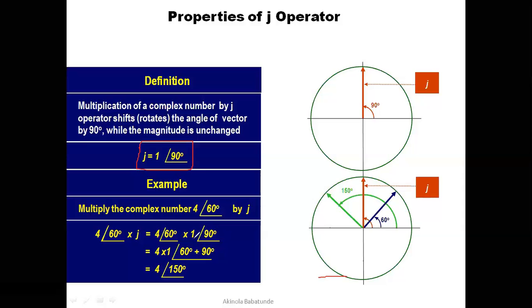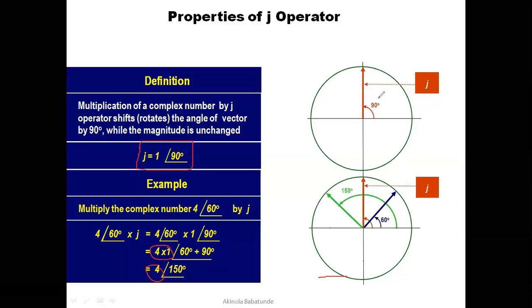4 times 1 becomes 4, because like we said, the magnitude is not going to change, it remains 4. But then there will be a rotation, the angle would have changed. That means the direction would have changed to a large extent. So what you have here is 60 degrees. Since we are multiplying, it becomes 60 plus 90, and that becomes 150 degrees. So multiplying any complex number by the J operator has shifted this by 90 degrees from 60 to 150 degrees, the magnitude remaining constant.